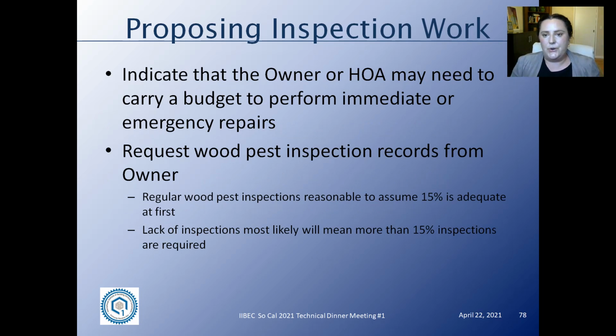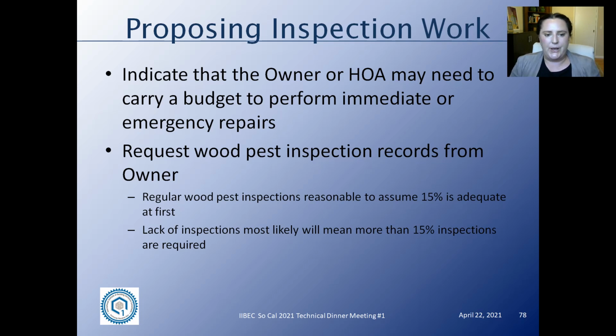You also want to indicate to the owner of the HOA that they may need to carry a budget to perform immediate or emergency repairs. So as soon as you do this inspection and you indicate that there is an immediate hazard to the life and safety of the people in the building, the owner has to immediately begin working on it. That could be restricting access to the units, providing shoring, and then they have to start immediately working on a repair schedule. So they need to not only carry the budget for the inspections, but understand that there's likely going to be some repairs that happen.